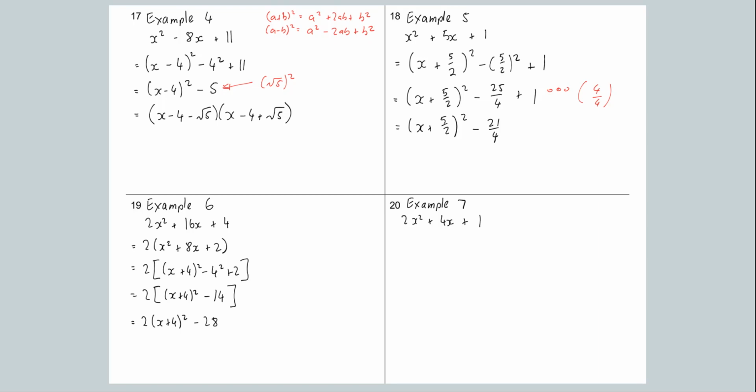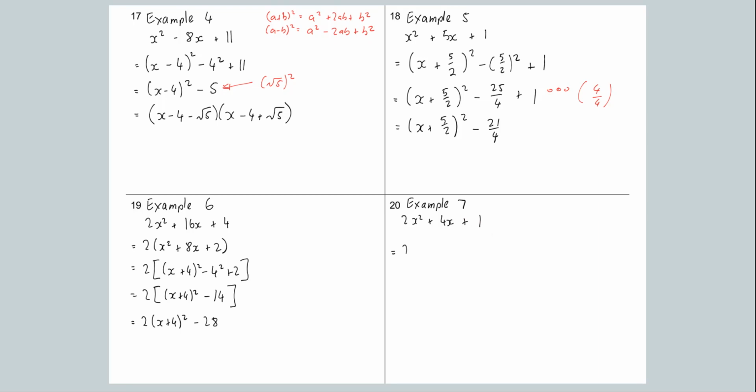Example 7. What makes this different from example 6? Pause, think about it, come back. Okay, did you notice that although 2 is a common factor of 2 and 4, it's not a common factor of 1, so we can't use the same format. So this is how we go about doing it.